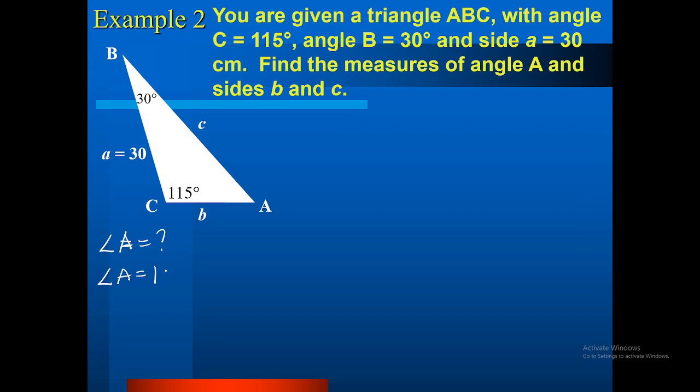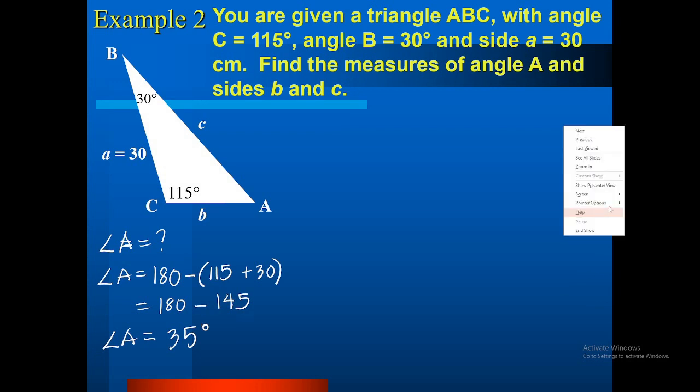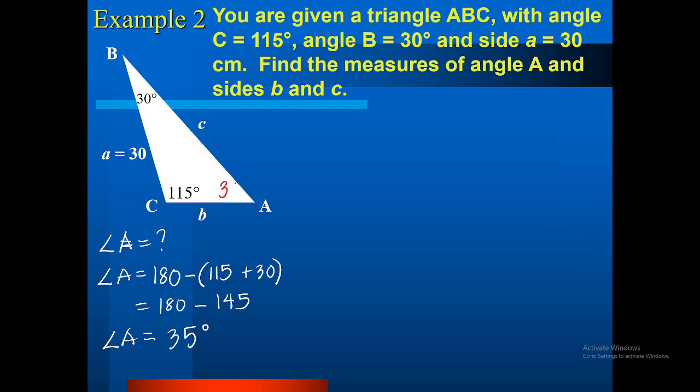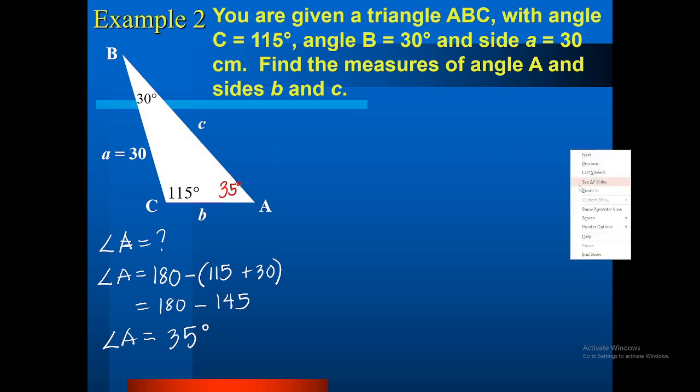That's 180 minus the sum of the two given angles, right? So that's 115 plus 30. That's 180 minus 145. Now, what is 180 minus 145? 35. So this is the angle. Let's label 35 in our given. Let's put 35 over here. Now, let's go back to our problem. We have solved angle A.